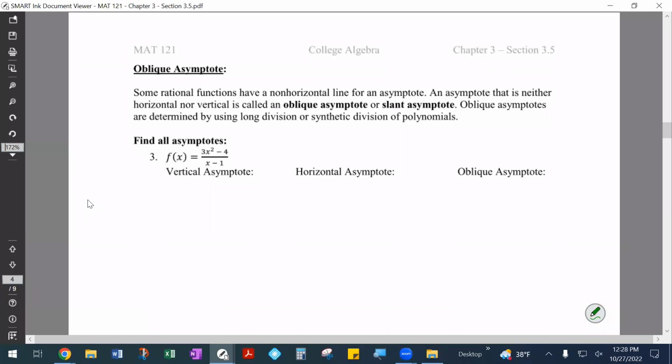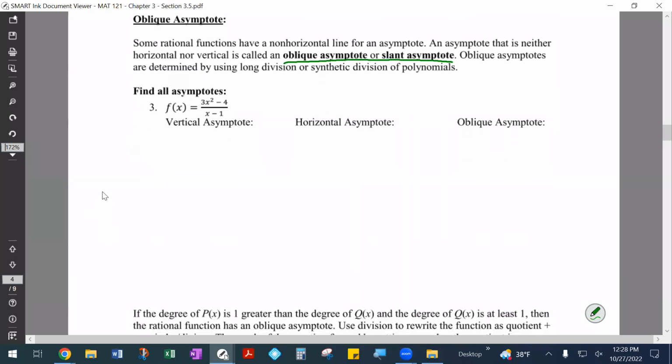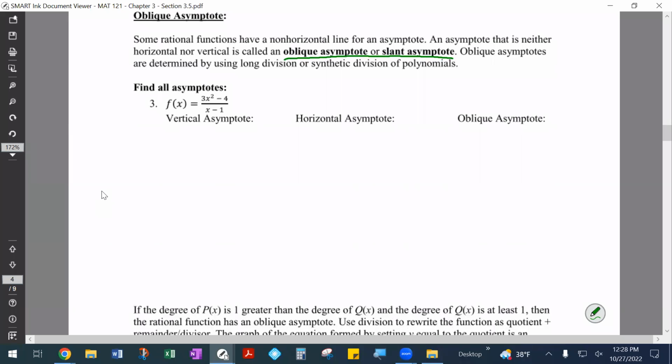Your oblique asymptote happens when the numerator has a higher degree than the denominator. So remember, your oblique asymptote is also a slant asymptote. So it's going to be that imaginary oblique line. In this case, they're again talking about finding all the asymptotes. So for your vertical, you start by taking the denominator only and setting it equal to 0. As you can imagine, this will come out to be x equals 1.